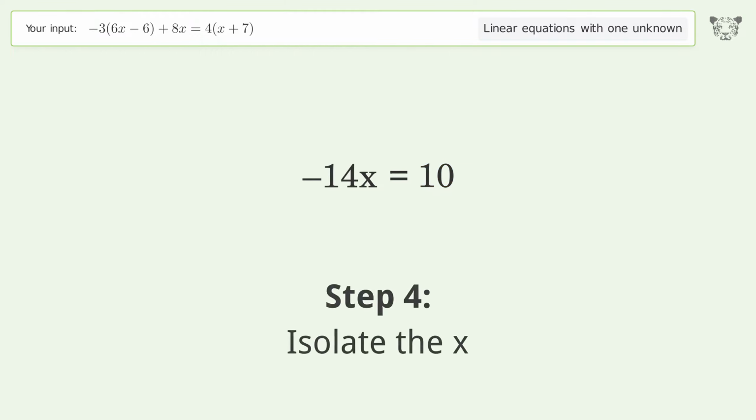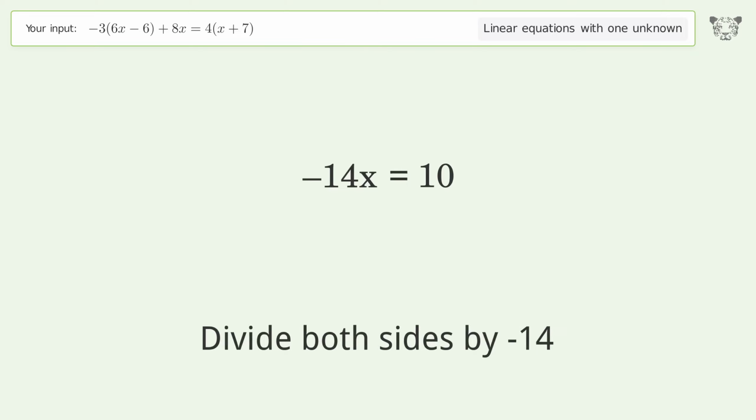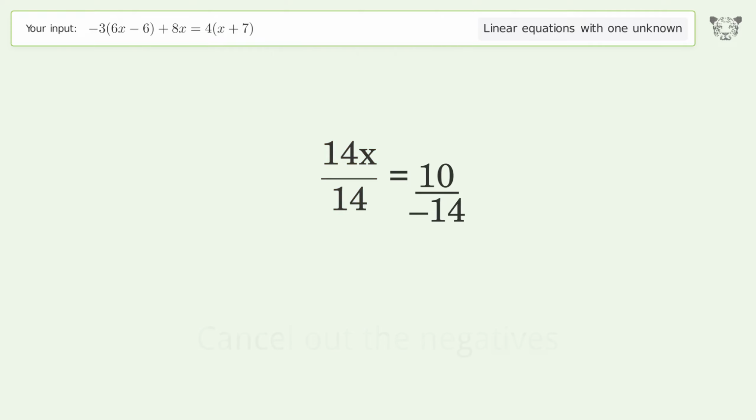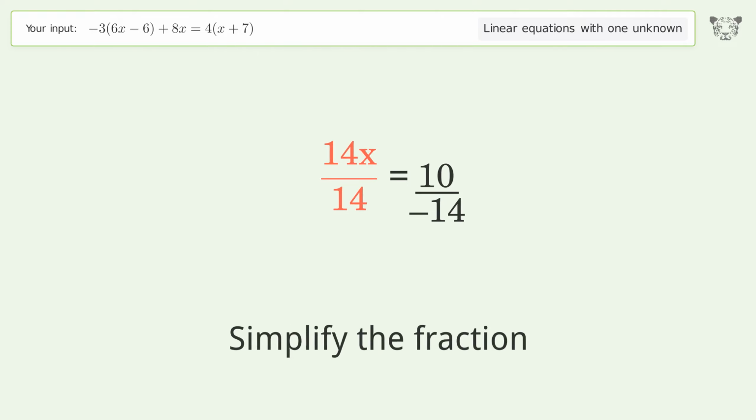Isolate the x. Divide both sides by -14. Cancel out the negatives. Simplify the fraction.